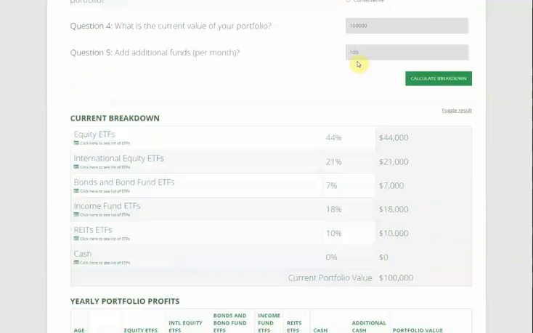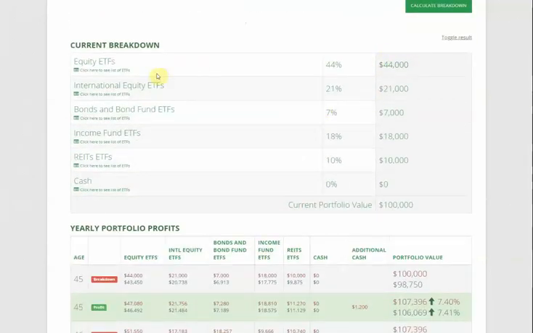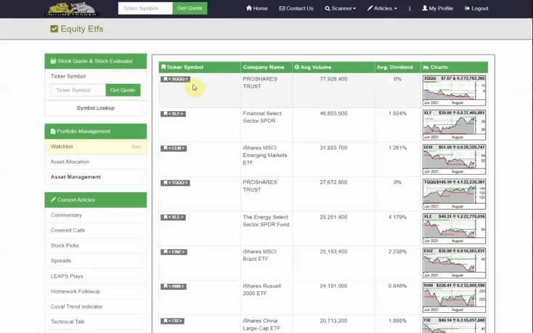So it tells you right here where your money should be. 44% should be in some equity ETFs. You say, well, I don't know what equity ETFs to be in. Wouldn't it be really cool if somebody who knew what they were doing said, click here to see a really good list of some really cool equity ETFs? Click on it, and up comes a list of a whole bunch of equity ETFs.